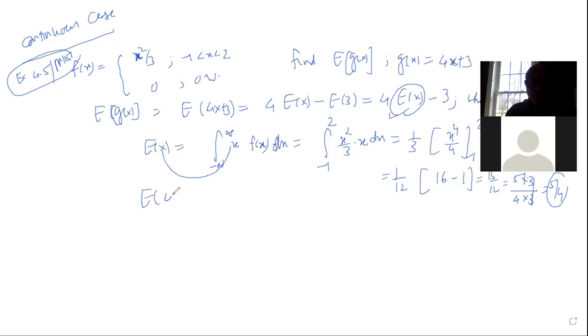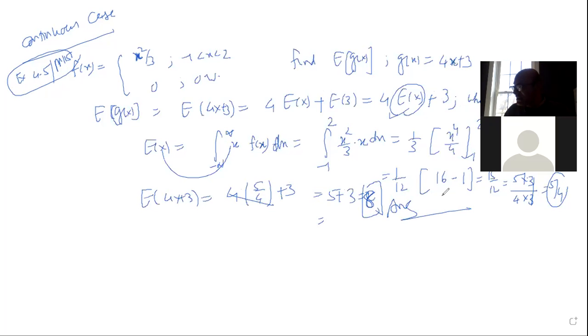So the expected value of 4x plus 3 is equal to 4 times 5 by 4 minus 3. So this will get cancelled out, and 5 minus 3 is equal to 2. But it is plus 3, right? My bad, I don't know why I wrote minus. It has to be plus. So 5 plus 3 is equal to 8. So 8 is the answer. That's how you can go for the expected value.